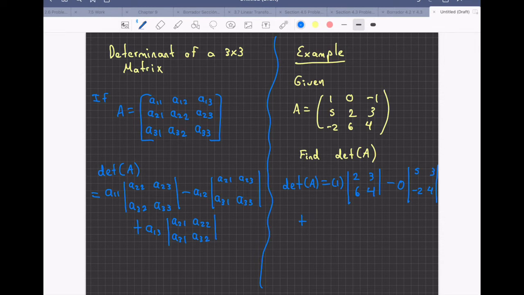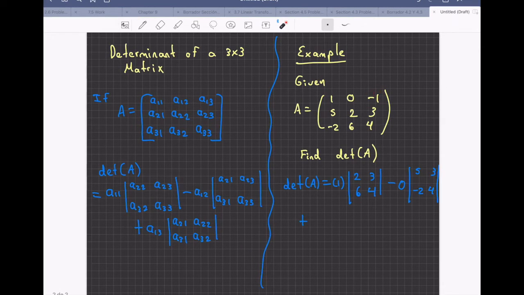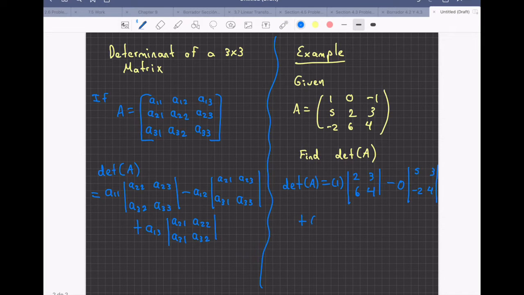Plus the next number, negative 1, plus negative 1 times this entry, which is in the position row 1, column 1. So what is left? 5, 2, negative 2, 6. And then we have to do the multiplication. We have to do these computations.